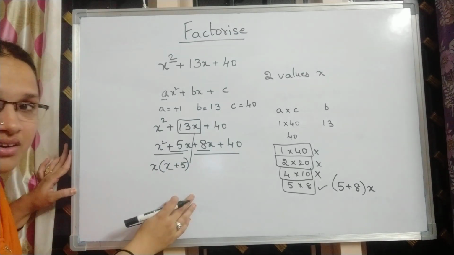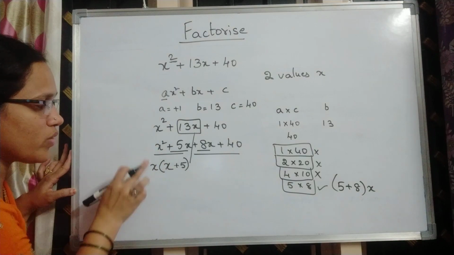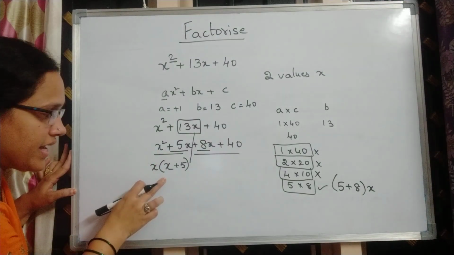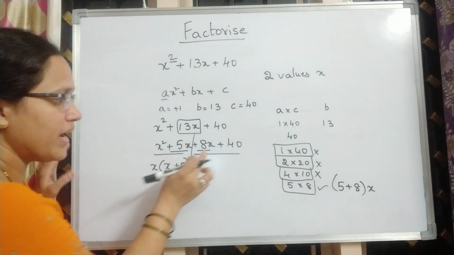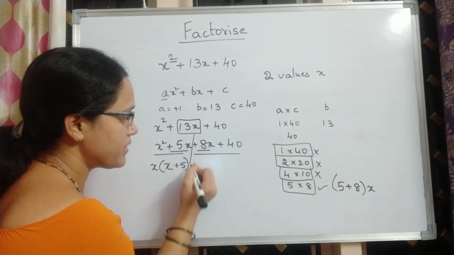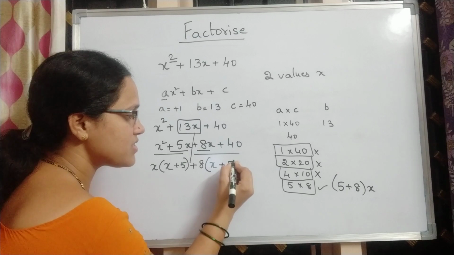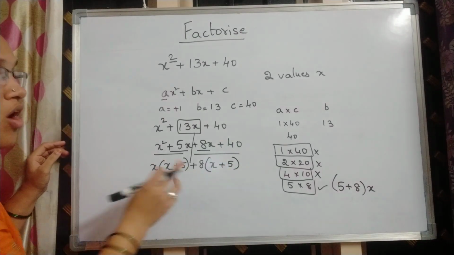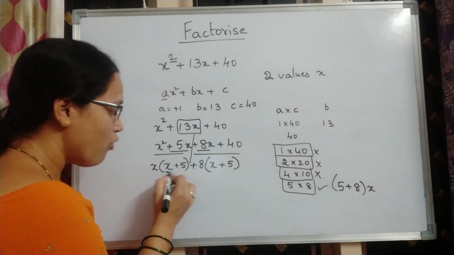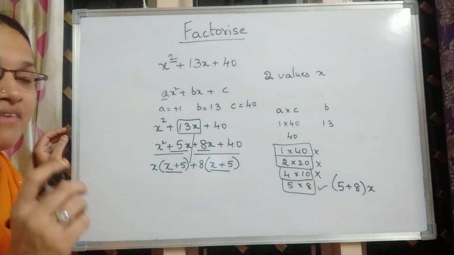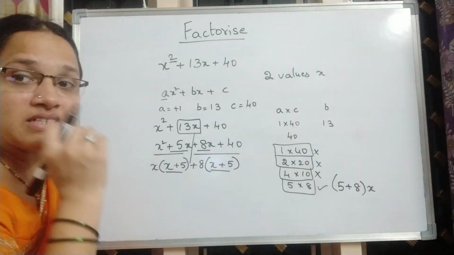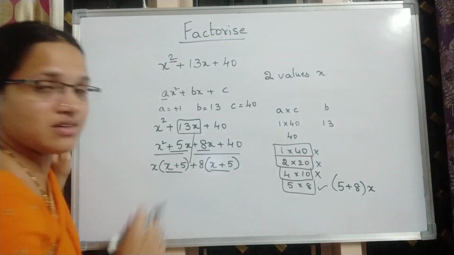Is this what remains? When you take out x common, you will be getting x plus 5. And here also plus, because the plus symbol is there. Let me take 8 as common. You will get x plus 5. You should take out common in such a way that both the values in the brackets will be the same. You will get the same brackets here.